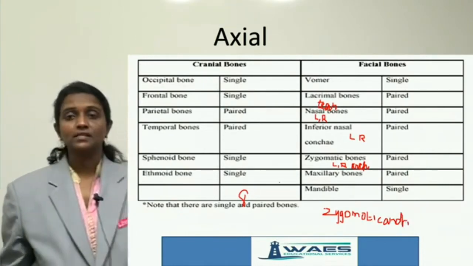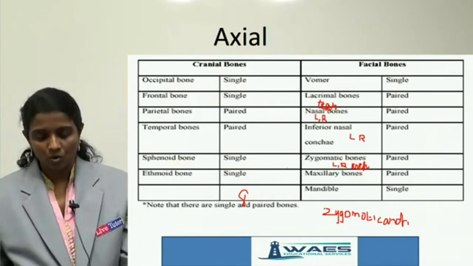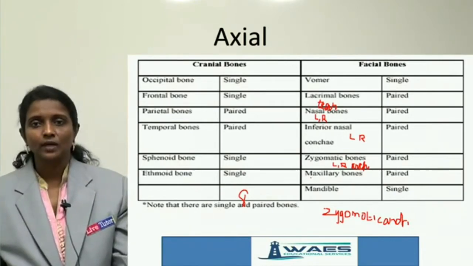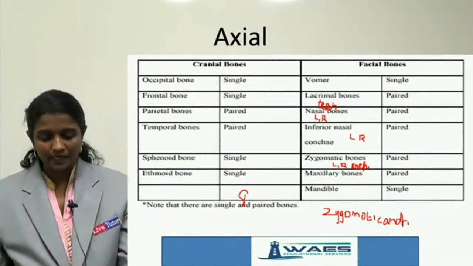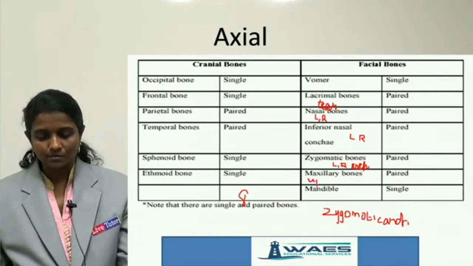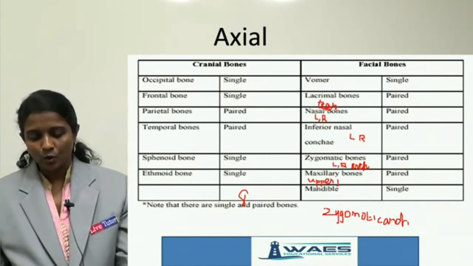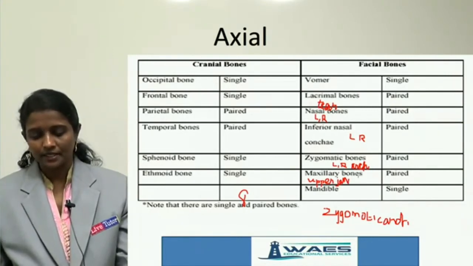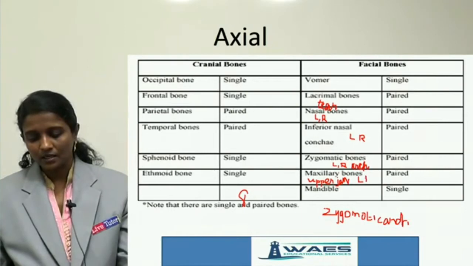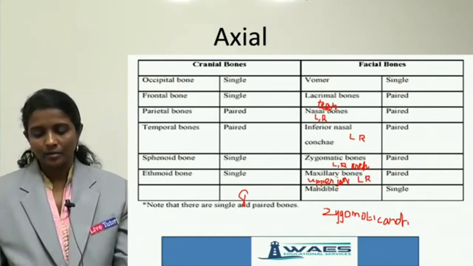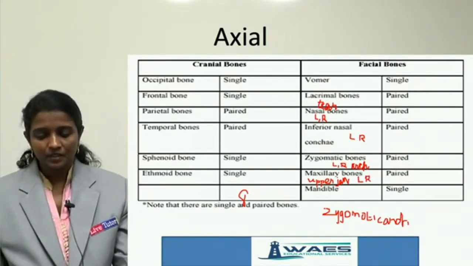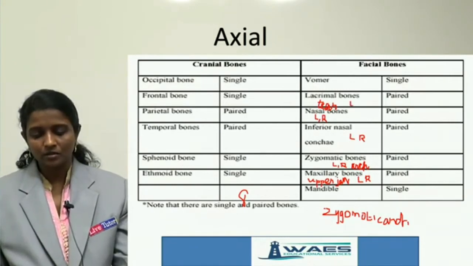Coming to the maxillary bone, there are two maxillary bones, so it is paired. The upper jaw is the maxillary bone. I repeat, the upper jaw is the maxillary bone. Zygomatic, I said, is the cheekbone. The upper jaw is maxillary, and the lower jaw is the mandible. In the upper jaw we have left and right, the left maxilla and the right maxilla, so it is paired. In the same way, the lacrimal bones are close to the left eye and the right eye, hence paired.